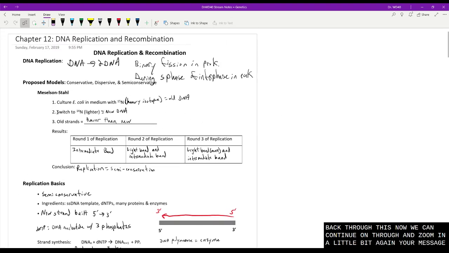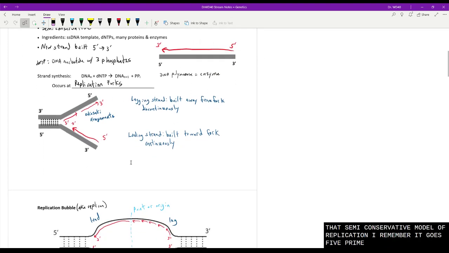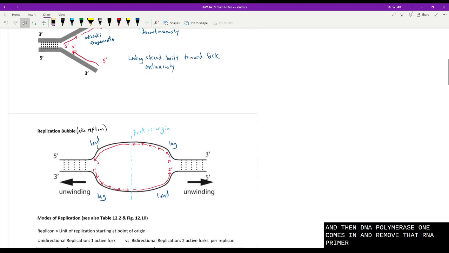Again, here Meselson and Stahl did that semi-conservative model of replication. Remember, it goes 5' to 3'. This is an important figure right here. So be able to fill in the gaps, know where the lagging strand would be, where the leading strand would be, and that it goes 5' to 3' if replication is proceeding in this direction from the replication fork. Know what an Okazaki fragment is, in that these all start by laying down a short RNA primer right at the start, and then it pushes forward. Then DNA polymerase 1 comes in and removes that RNA primer, and then we keep going.